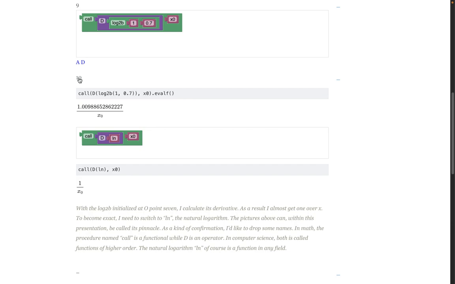To become exact, I need to switch to ln, the natural logarithm. The pictures above can, within this presentation, be called its pinnacle. As a kind of confirmation, I'd like to drop some names. In math, the procedure named call is a functional, while d is an operator. In computer science, both is called functions of higher order. The natural logarithm, ln, of course, is a function in any field.